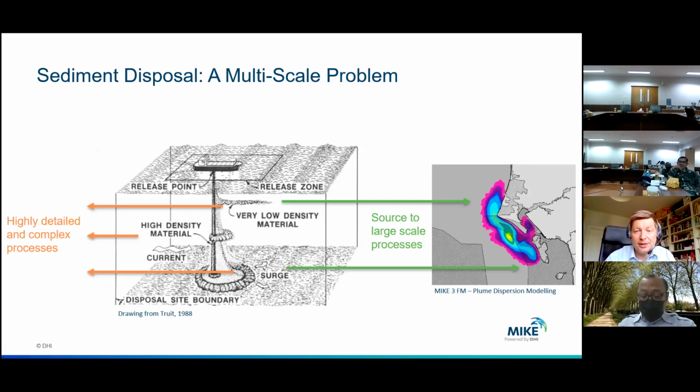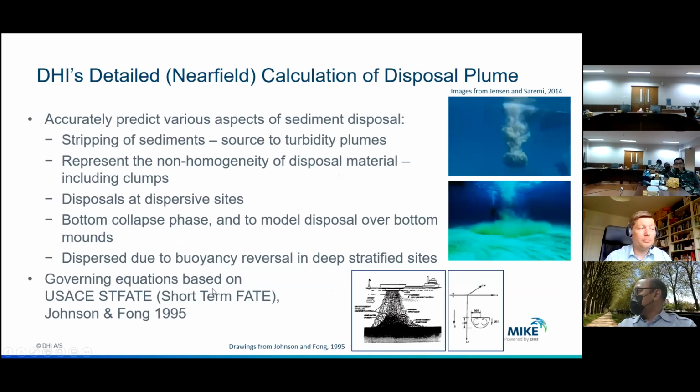We also improved the disposal functionality. So you know that sediment disposal at one source here, for example, is a multi-scale problem. There you have highly detailed and complex processes going on in the near field, and then the plume would probably propagate in the far field. So there are several things going on when the disposal sinks to the bottom, right? A very low density material, for example, stays longer in the water column, while the heavier material and clumps would go down pretty quickly. This is all included, including the bottom collapse phase on the bottom here.